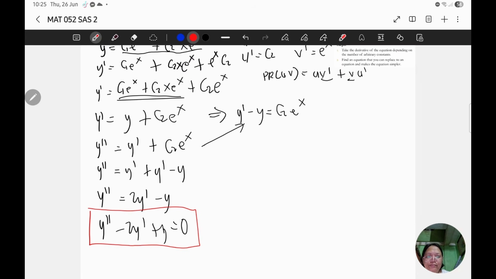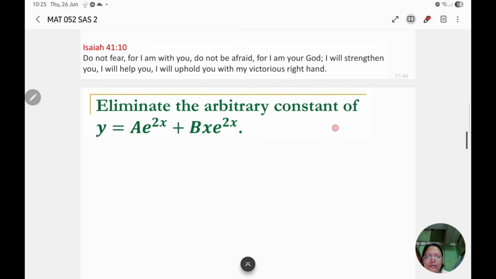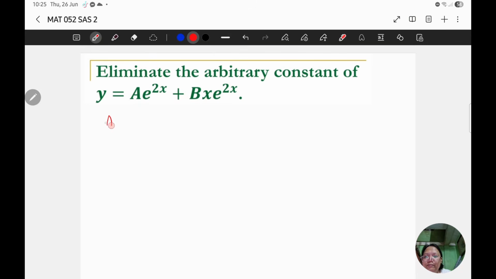Another example. Eliminate the arbitrary constants of y equals a e to the 2x plus bx e to the 2x. So there are two arbitrary constants, we have a and b. So the first step is to derive the equation. How many times? Two, since there are two arbitrary constants.